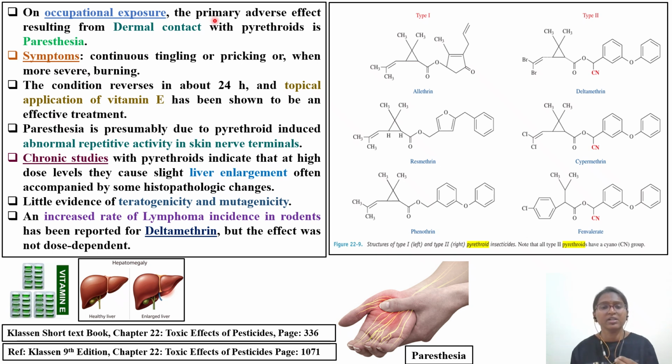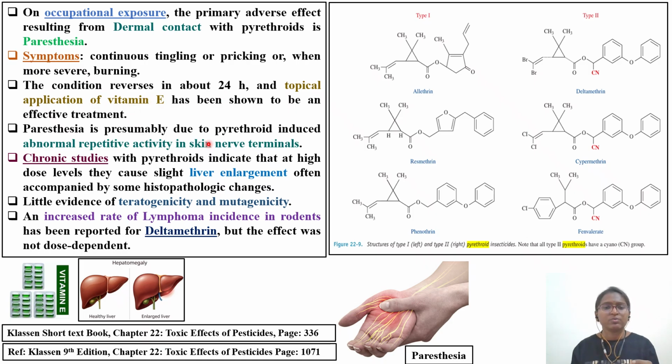the primary adverse effect resulting from dermal contact with pyrethroids is paresthesia. A tingling type of pain you will have in your fingers. Symptoms include tingling and pricking, or when more severe, a burning sensation in your limbs. The condition reverses within 24 hours after exposure, when you wash it off or get away from the exposed chemical. It is reversible. Topical application of vitamin E will also mitigate that risk.